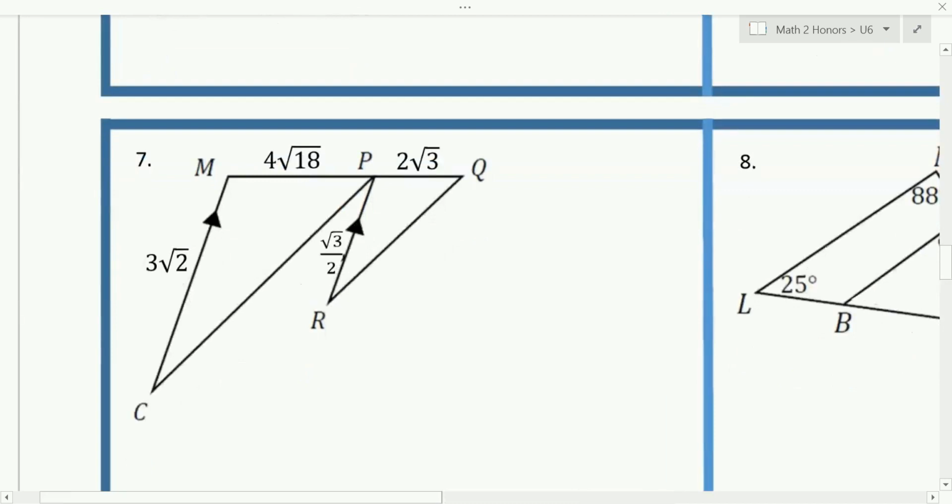So on 7, notice we have parallel. And parallel is going to give us congruent angles somehow. Do you guys see what angles we could say are congruent? This angle here is congruent to this angle here. So angle M, we can't say angle P because there's a lot going on there. So we're going to use 3 letters, angle R, P, Q. And why? Corresponding angles.